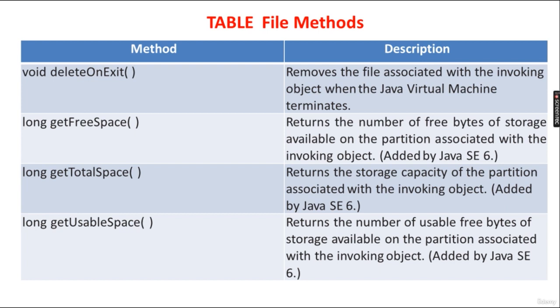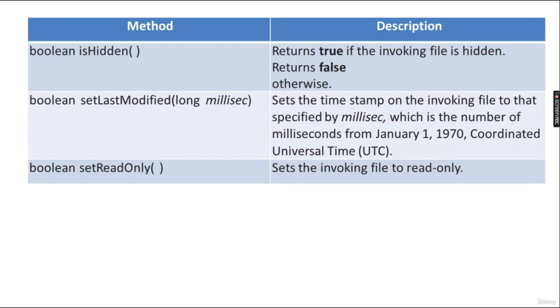Long getFreeSpace returns the number of free bytes of storage available on the partition associated with the invoking object. Long getTotalSpace returns the storage capacity of the partition associated with the invoking object, added by Java 6. Long getUsableSpace returns the number of usable free bytes of storage available on the partition associated with the invoking object. Boolean isHidden returns true if the invoking file is hidden, meaning it is not visible. Returns false otherwise.